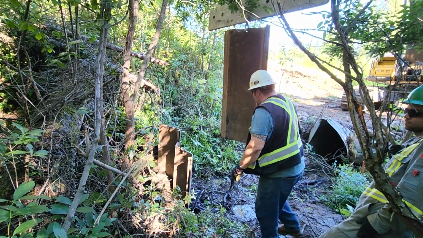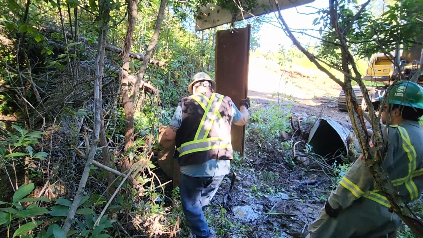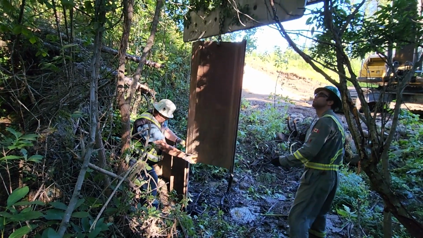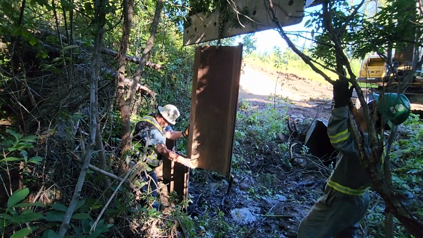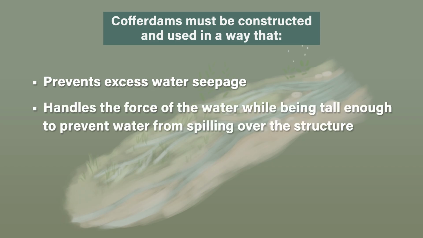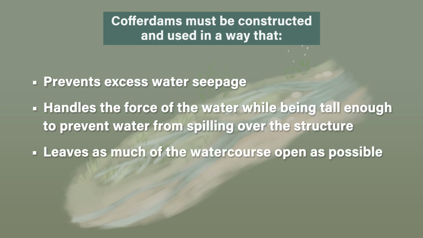Most cofferdams are made from interlocking pieces of steel. However, they can be made from other materials such as sandbags, gravel wrapped in plastic sheeting, and inflatable aquadams. Cofferdams must be constructed and used in a way that prevents excess water seepage, handles the force of all of the water while being tall enough to prevent water from spilling over the structure, and leaves as much of the watercourse open as possible. Good practice is to leave 2/3 of the original water channel open. Channels that restrict too much water flow can risk causing unnecessary erosion.